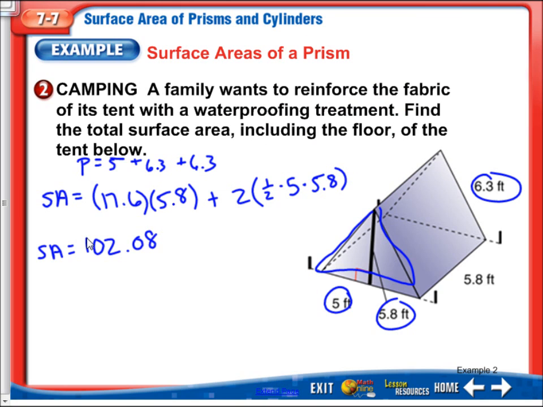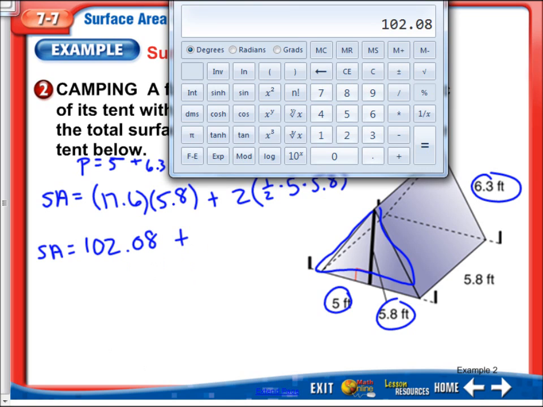102.08. Now, I'm not going to round anything at this point. You leave it as 0.08. So plus, we're going to do 2 times 0.5. Just because I'm typing in my calculator, I can go ahead and convert that to a decimal, times 5.8. And so I'm going to have 29 there for my area of my bases.